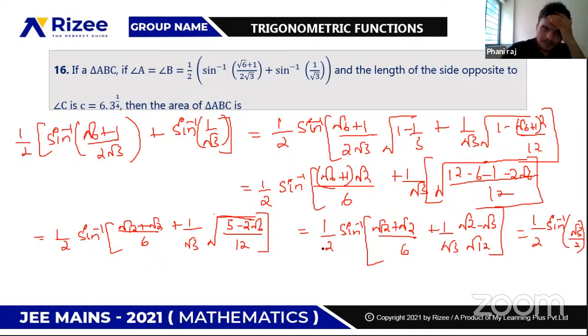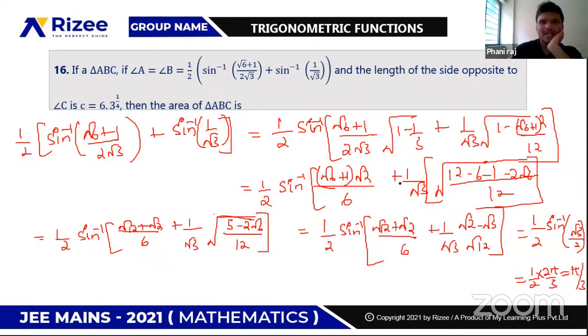Cool. Okay. What is sine inverse of root 3 by 2? Sine 120 is root 3 by 2, correct? So half into 2 pi by 3. 2 pi by 3 is 120, no? So it's half into 2 pi by 3. So it's pi by 3.